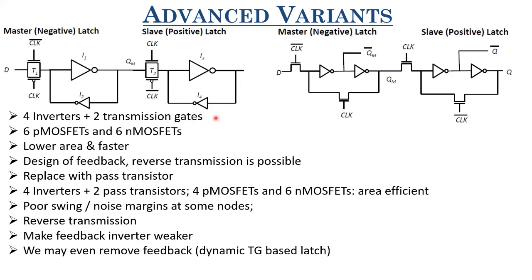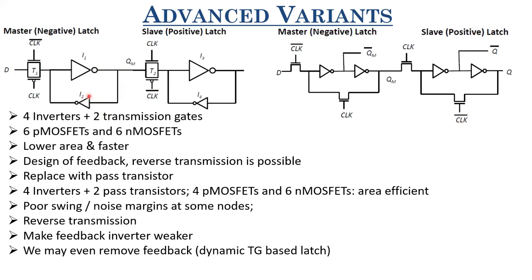But one more thing, there's another problem with this as well. Why do we want this feedback inverter to be weaker? Even this node over here: transmission gate T1 is driving this gate, and the other thing driving this gate is this inverter I2. So if I2 is powerful enough, this D won't be copied here. What will be copied is QM, or QM bar. The path it will follow will be this. So there's a competition between this transmission gate and this inverter to dictate the data at this node as well.